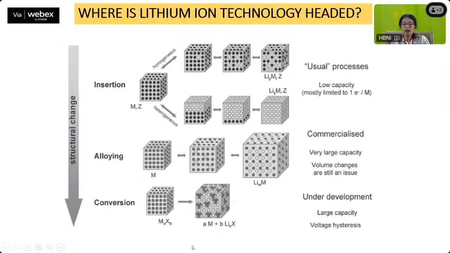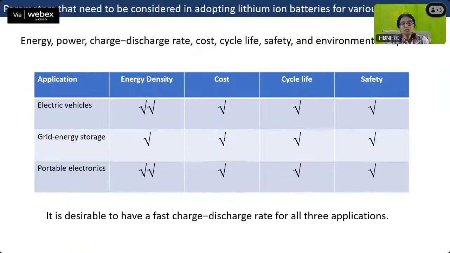And of course, then under development are the conversion anodes. They have large capacity, and they do have voltage hysteresis also. So parameters that need to be considered in adopting lithium-ion batteries for various applications are energy, power, charge-discharge rate, cost, cycle life, safety, and environmental impact.